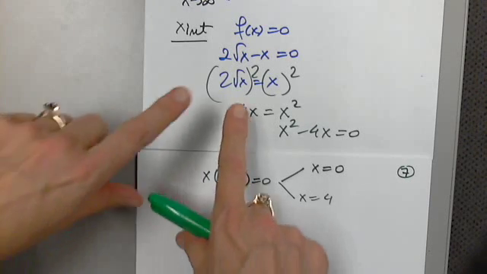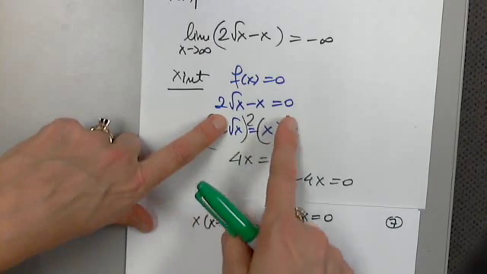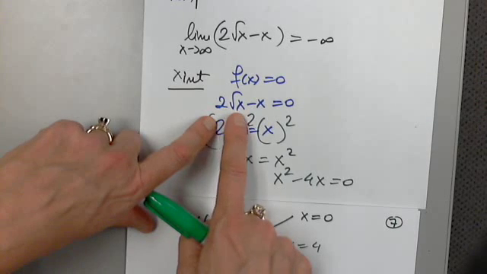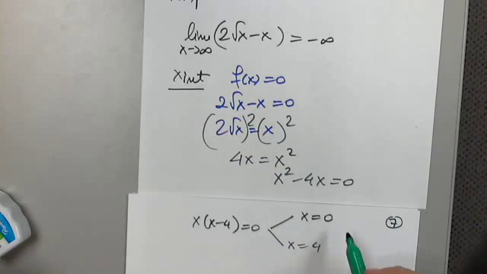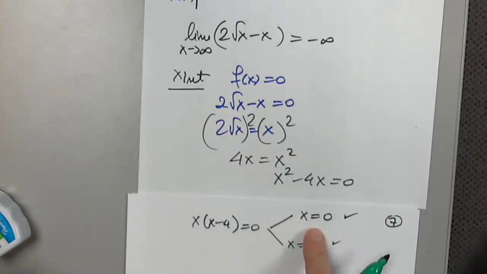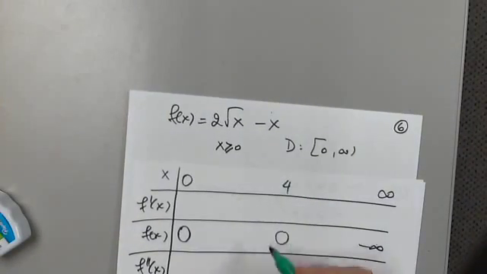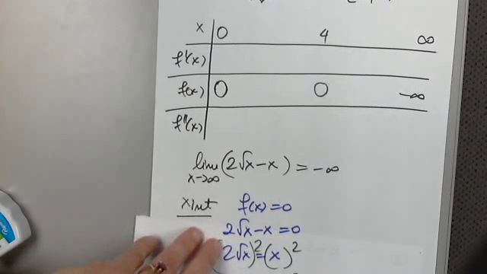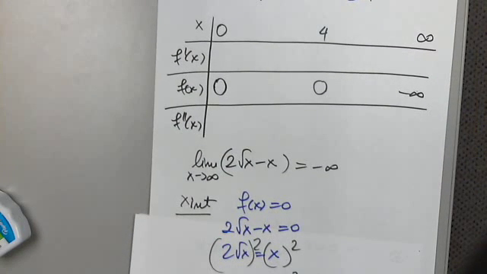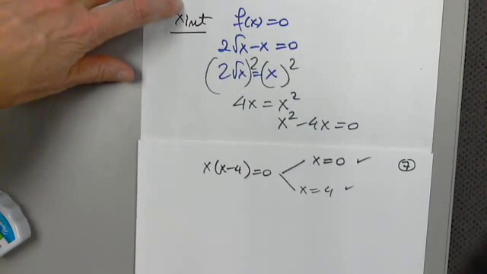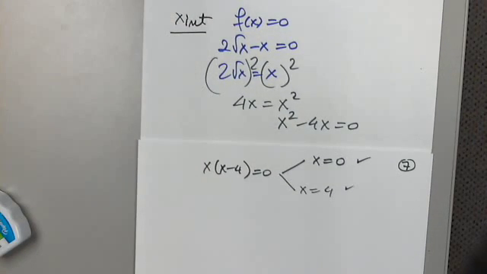Let's check. Back in the original problem. 0, 0, yes. 4. Let's go to 4, 2. 2 times 2, 4. 4 minus 4 is 0. Both work. This one I already have in the chart. So I have to put in this. That is all I can find from the function about the function itself. There is nothing else. And I put it in the table.